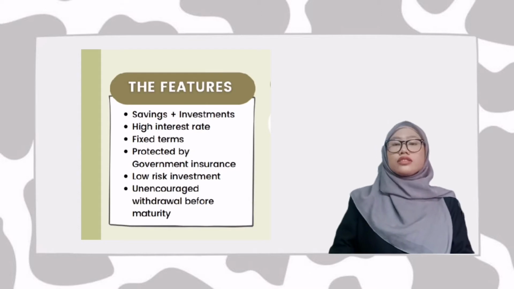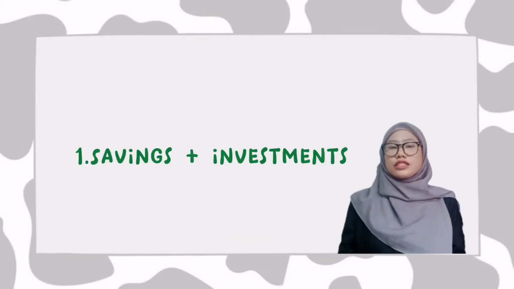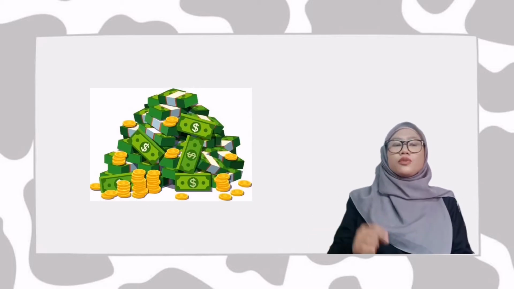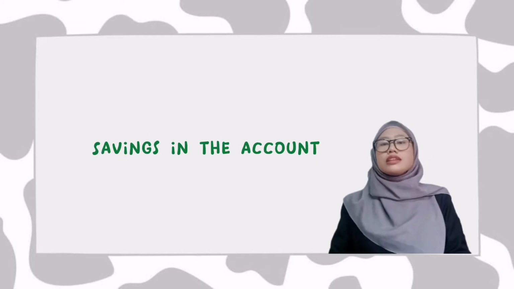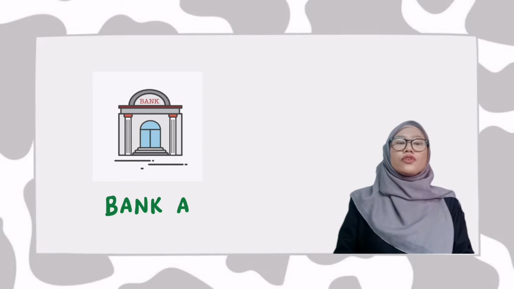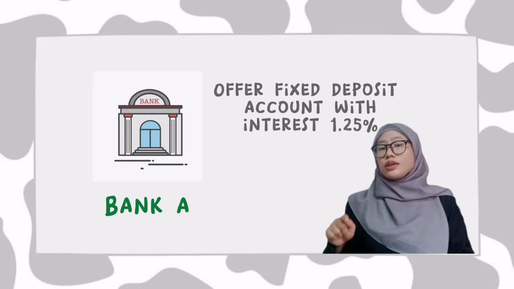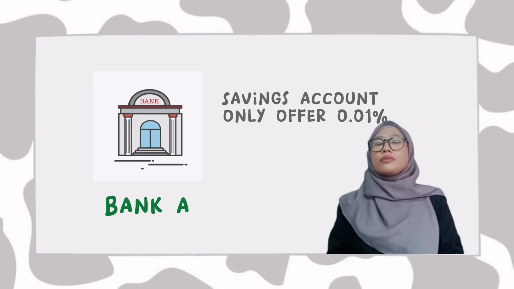Next, the features of fixed deposit asset. Firstly, it is the combination of saving and investment. The money deposited will increase with the interest rate offered while saved in the account. Second, higher interest rate offer. For example, Bank A offers a fixed deposit account with interest of 1.25%, while a savings account only offers 0.01%.